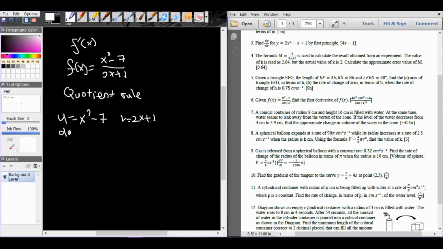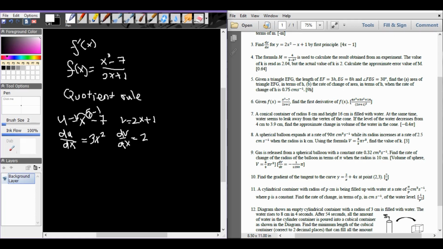So differentiate u in terms of x. We bring down the power of x, so 3x, then power 3 minus 1, squared. When there's a constant, differentiate it, it becomes 0. And then for dv/dx, we will have 2. The formula for the quotient rule is (v du/dx minus u dv/dx) over v squared. Okay, so we apply it here.